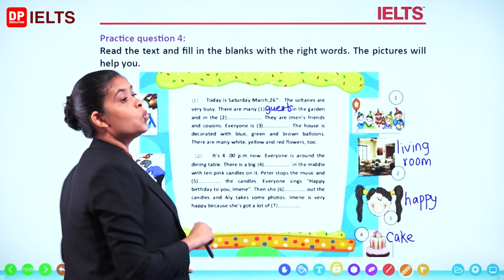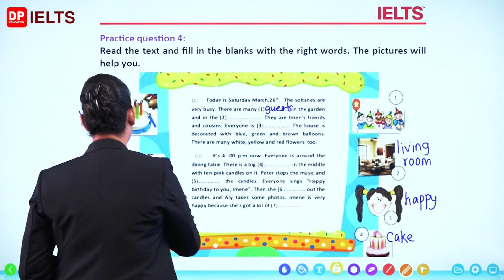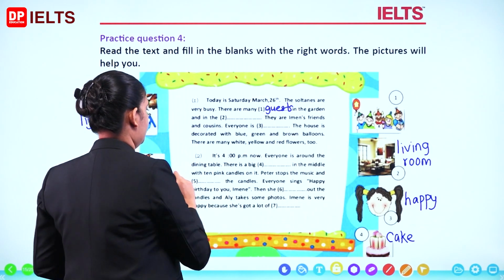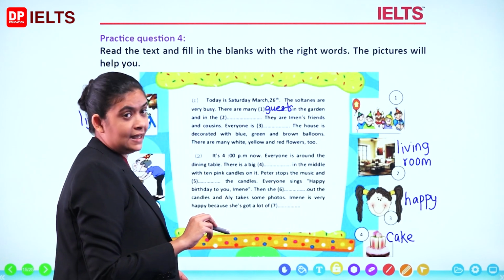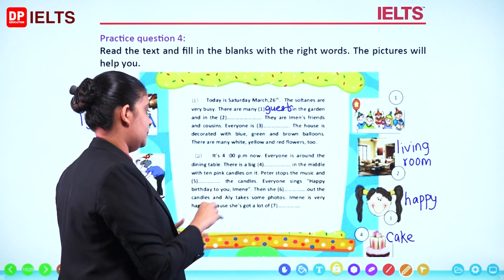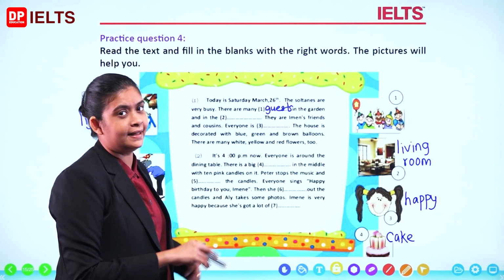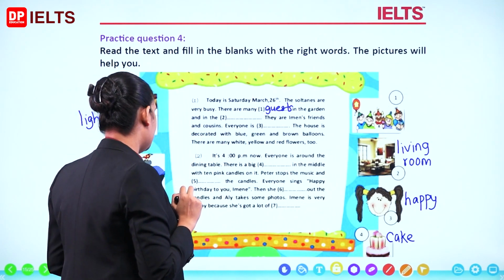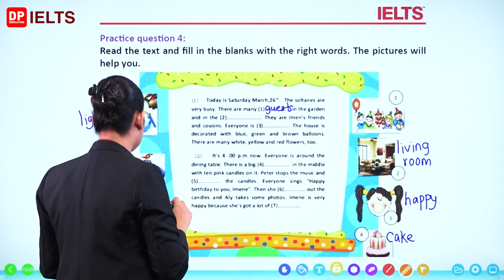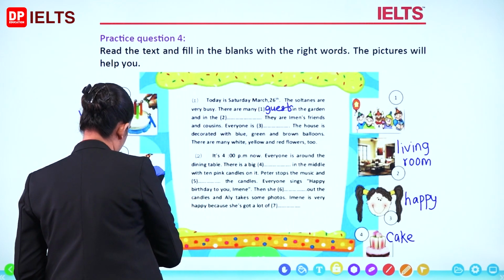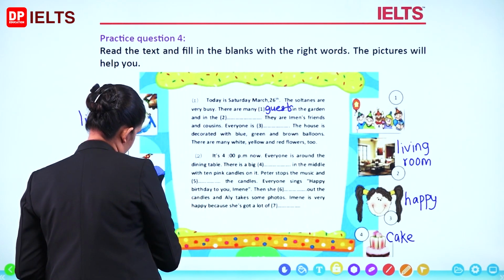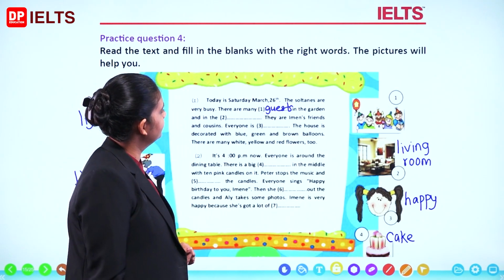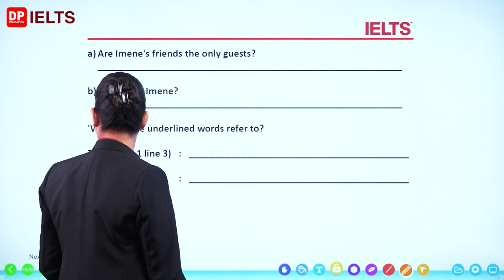Then she, what is that? Blows out the candles and Ali takes some photos. ඉතින් happy birthday කියලා candles පිම්බලා යනවා. Ali අතරතුර photos ටිකක් ගහනවා. Imen is very happy because she's got lots of gifts නැත්නම් presents. ඕන වචනයක් ලියන්න පුළුවන්. හැබැයි plural form එක වෙන්න ඕනේ. Right? Okay.